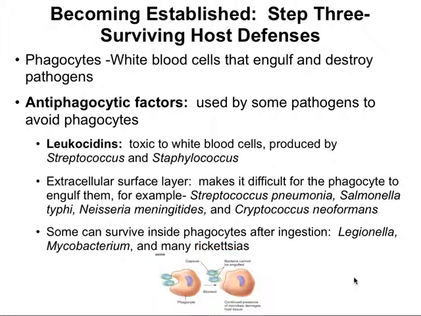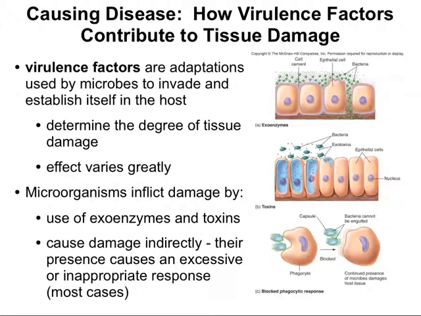Some invading pathogens can even survive inside the phagocytes after they've been ingested. A couple of notable species using this technique are Legionella, Mycobacterium, and then many rickettsias. So once the pathogen has found an entry portal, and has attached to the host and survived the host defenses, now we need to consider how the pathogen's virulence factors contribute to tissue damage.